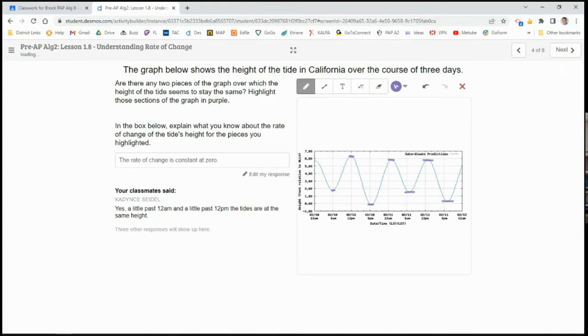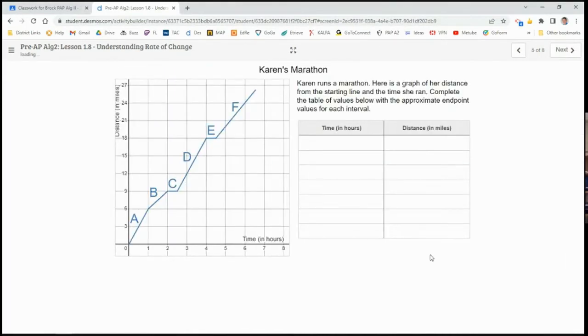All right, what is number 5 want us to look at? All right, now we got a marathon. Karen runs a marathon. Here's a graph of her distance. Okay, this is distance from the starting line in miles, and the times at the bottom. 1 hour, 2 hour, 3 hour. It looks like it took her between 6 and 7 hours, and she ran between 24 and 27. We know it's like 26.2 or something, right, as a marathon.